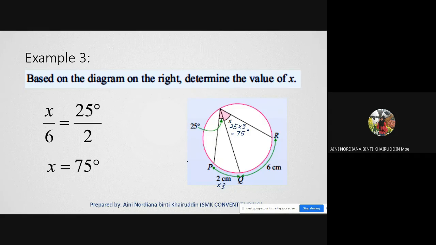Okay, biasanya soalan ni only 1 mark. So, tak tunjuk dalam kerja pun boleh. You just look at this. Then you times 3, then you get the answer. If you want to show your work like this, pun boleh.